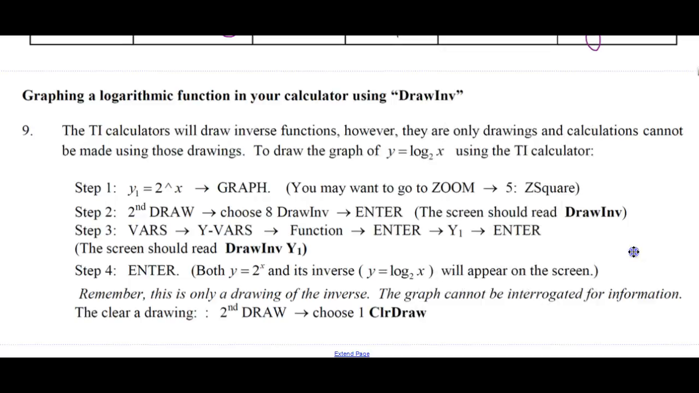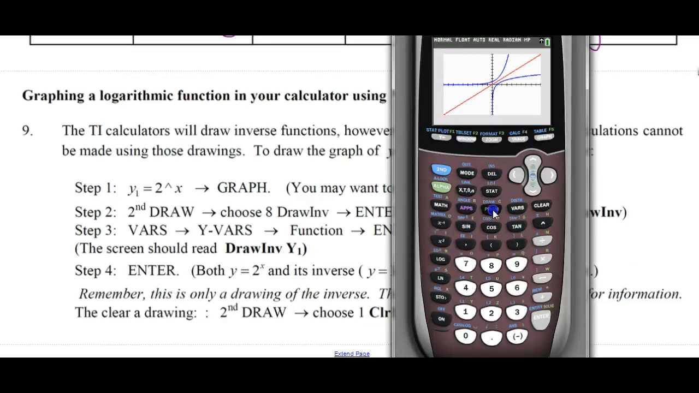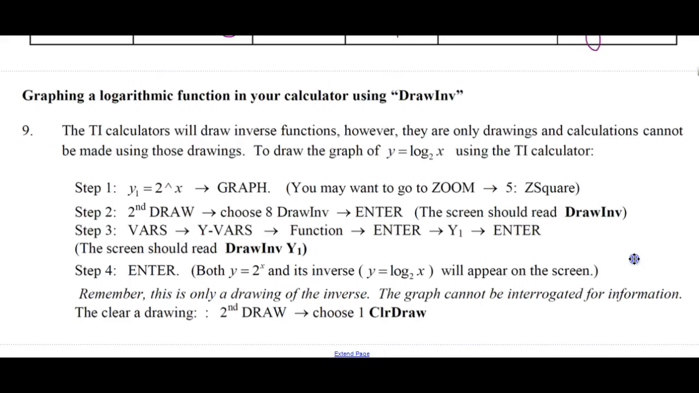It can't tell you anything. If you want to clear the drawing, go to second function draw and choose clear draw, and it'll clear the drawing. So drawing is probably just taking points. To draw the inverse, it's taking the inverse of those points, but it doesn't know what they are, so it's just sketching this. I have no idea actually what it's doing. Oh, you may want to go to zoom square.